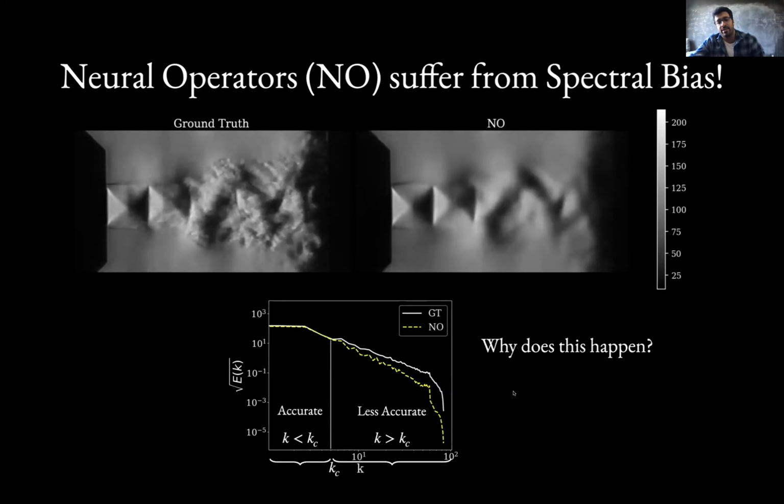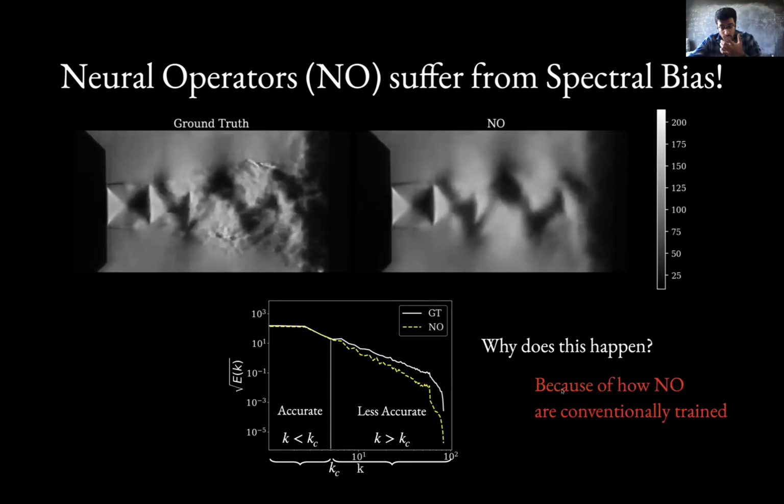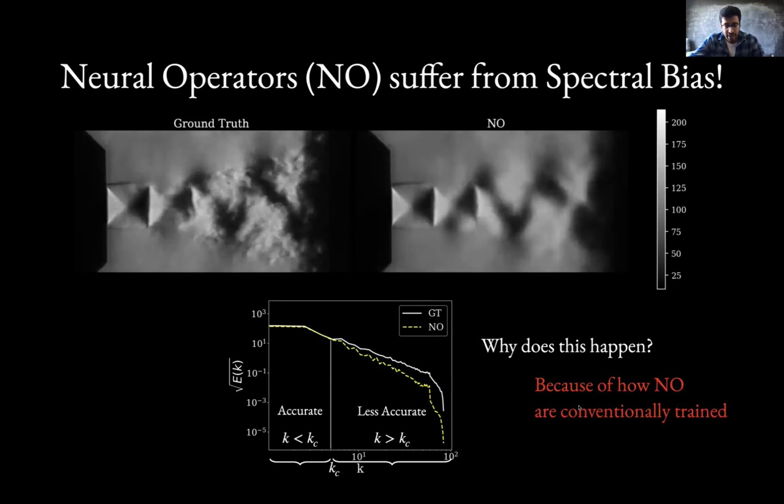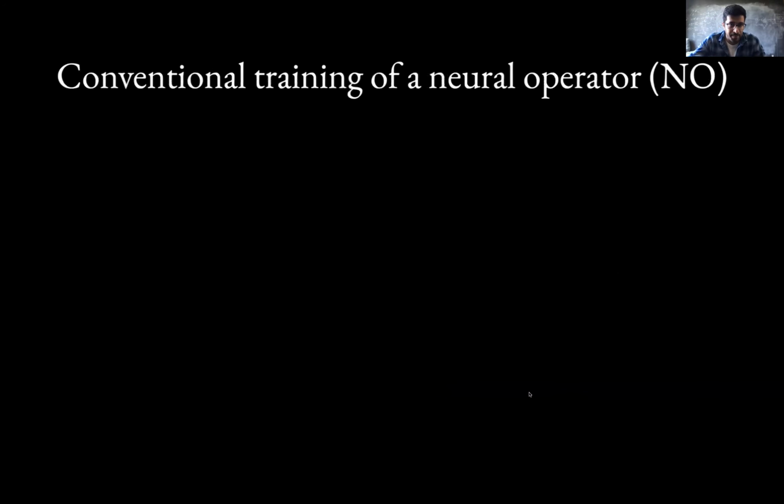So why does this happen? We investigate how the neural operator is trained to understand why this is happening. Conventionally, we train a neural operator to minimize the mean squared error, or an L2 error, between the true state and the predicted state in a data-driven sense. Here v(x) represents the true output function, and G_θ represents the neural operator parameterized by parameters θ that takes u as the input function.